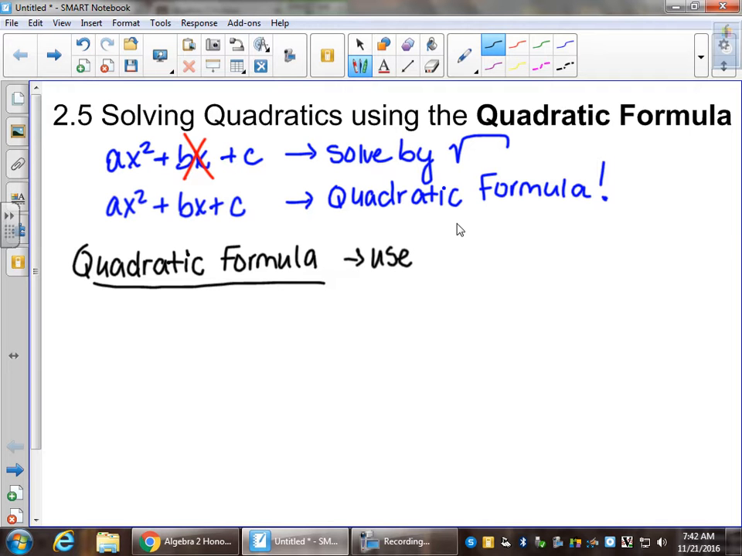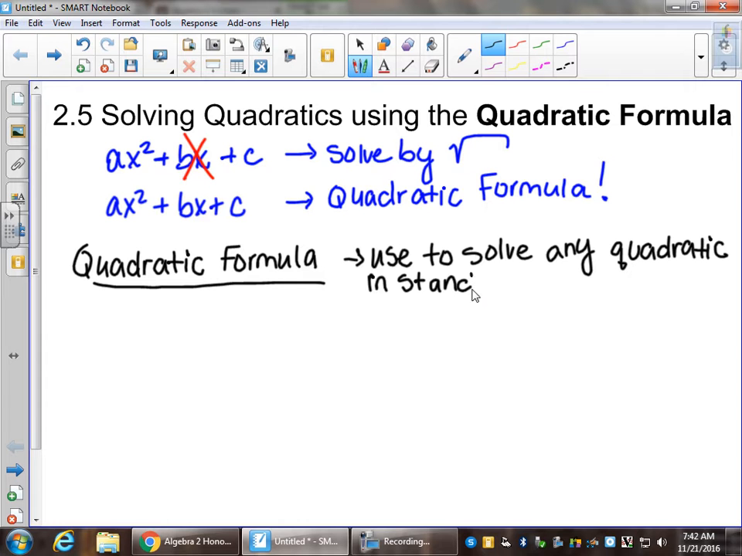Use it to solve any quadratic in standard form, set equal to 0. Sometimes, if it's not already set equal to 0, we will have some work to do.